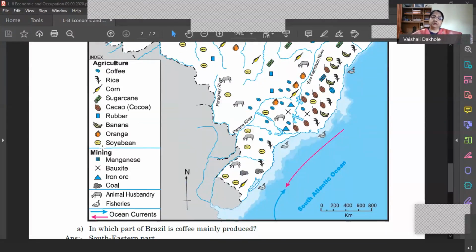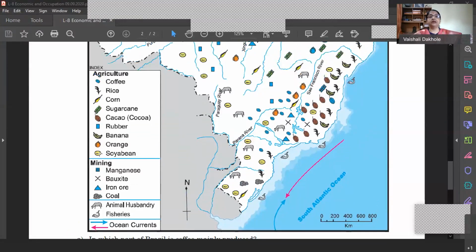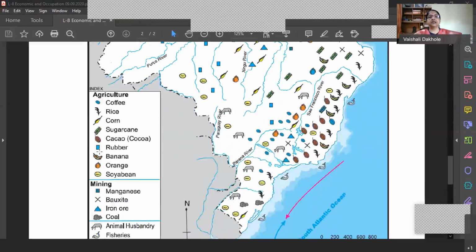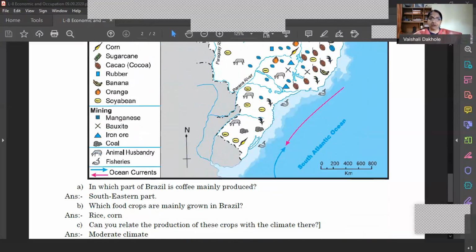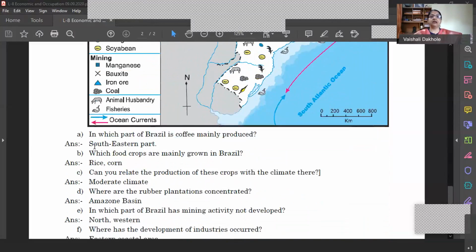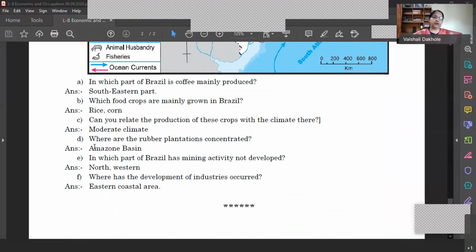For the production of corn, we require mild, moderate temperature and moderate rainfall. The rainfall decreases in the central part of the Brazilian highlands. The rainfall is less, the temperature is moderate, and therefore in the central part of the Brazilian highlands we find production of corn. For oranges and for cocoa, again the temperature is moderate and rainfall is also moderate. So moderate climatic conditions are required for this crop production.